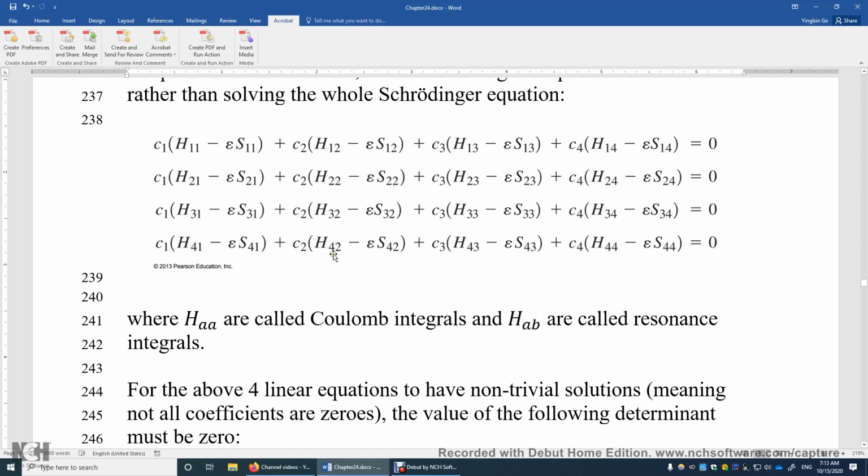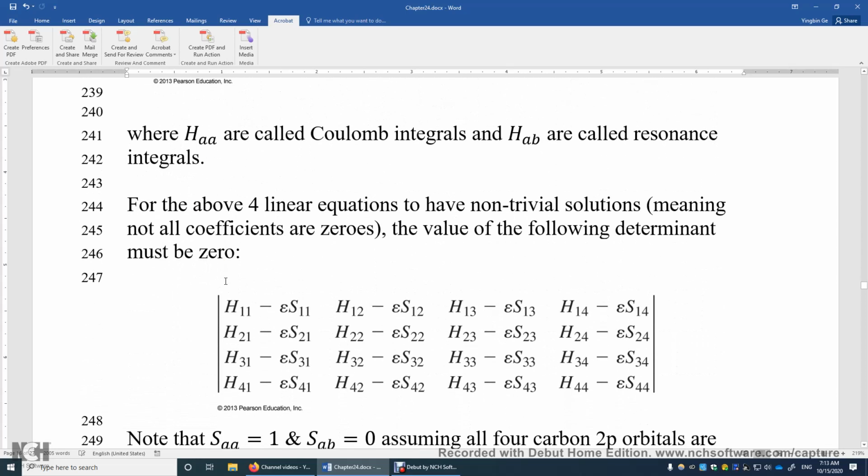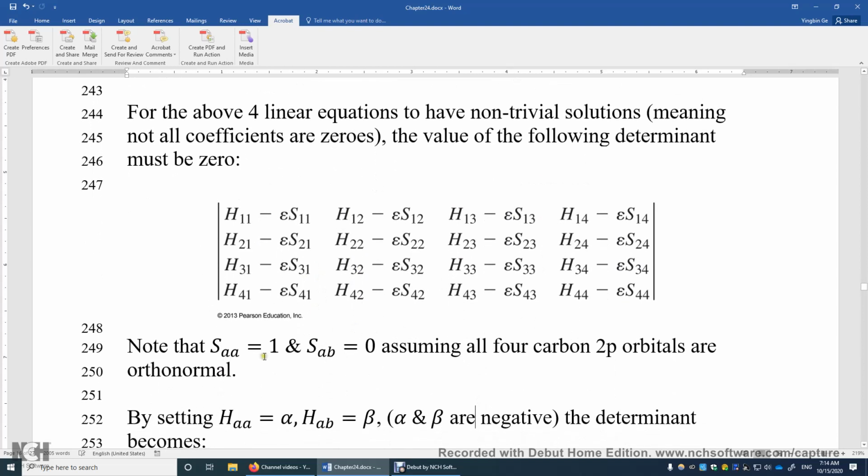So by just looking at this H42, I think this is nearly 0. H41 is nearly 0 because if you imagine the molecular structure of 1,3-butadiene, the distance between carbon 1 and carbon 4 is really long. It's very hard to just solve 4 linear equations, but we can convert that to a linear algebra problem. So we just have to make sure the value of this determinant is 0. And we use SAA equals 1, SAB equals 0.